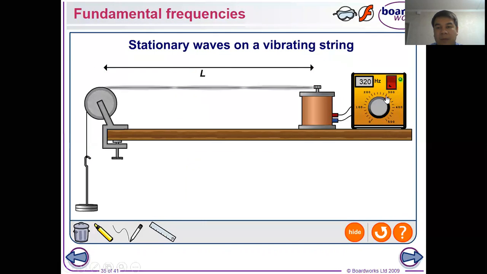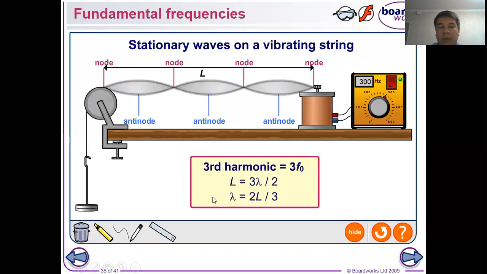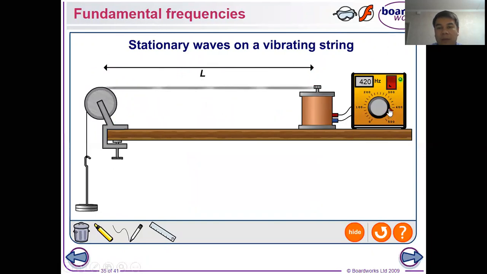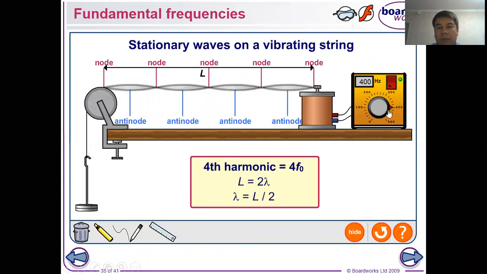Let me make it 300. You can see that the number of antinodes is increasing. The number of nodes is also increasing, and the formula here is L equals 3 wavelengths over 2. Let me make it 400. When I made it 400, I have 4 antinodes. I have also increased the number of nodes, and this is the fourth harmonic. L is equal to 2 wavelengths. So it was a demonstration about the fundamental frequencies.